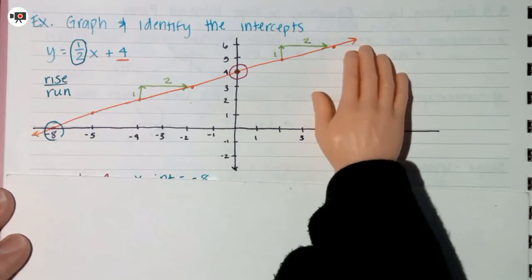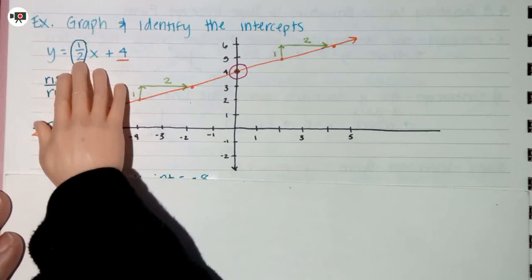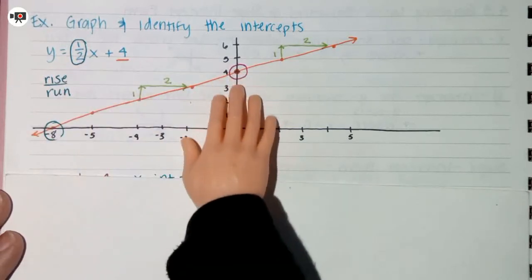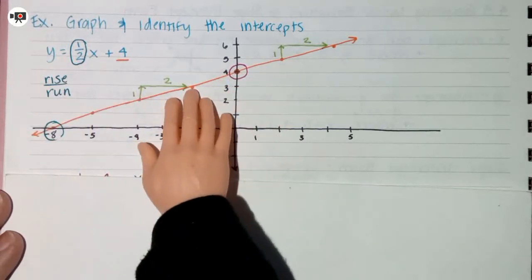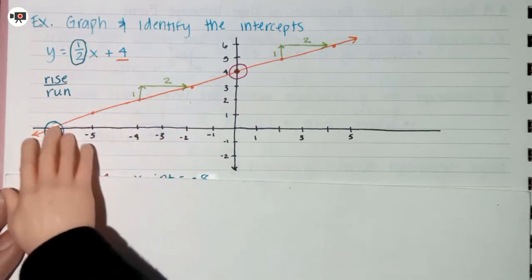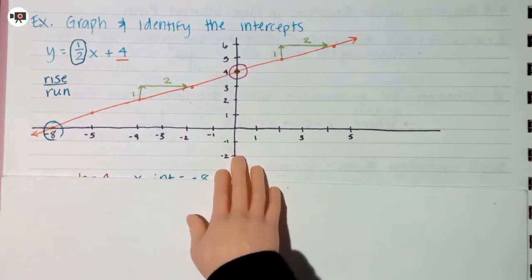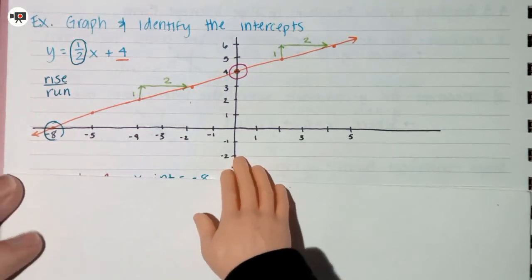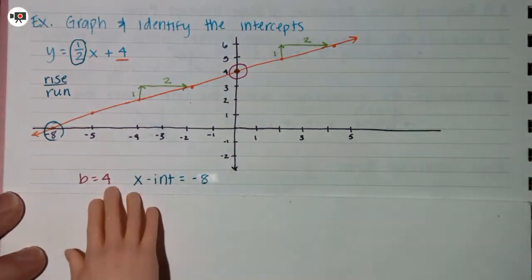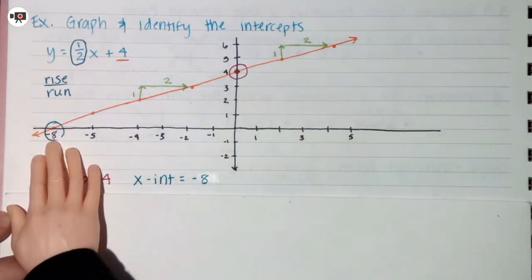I also know that a negative divided by a negative makes a positive. And so to get a positive 1/2, I could go down 1 to the left 2, down 1 to the left 2. Keep going until I have it crossing both the x and the y-axis. Now I can see my y-intercept is 4, and my x-intercept is negative 8.